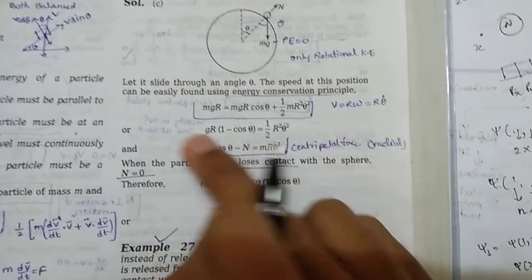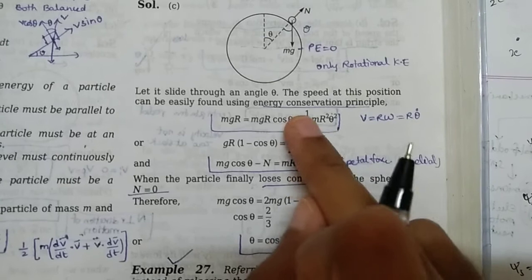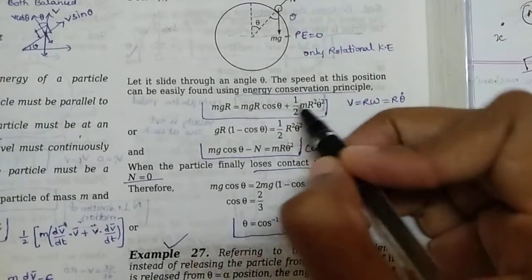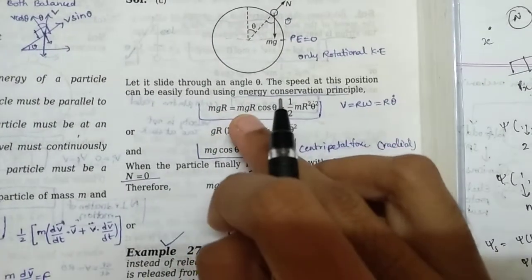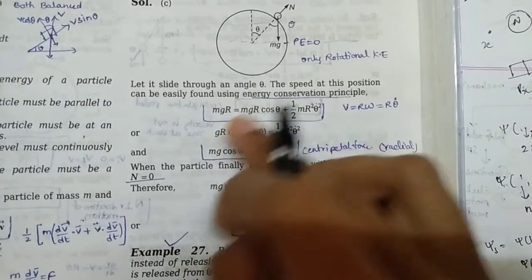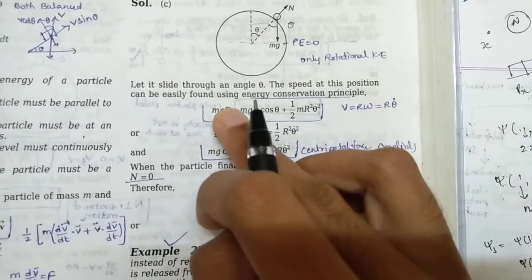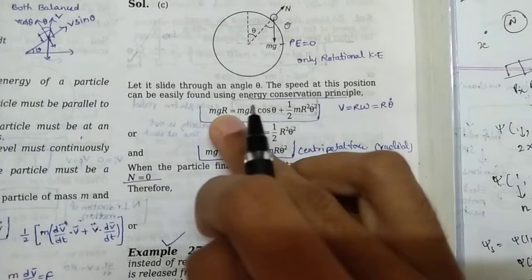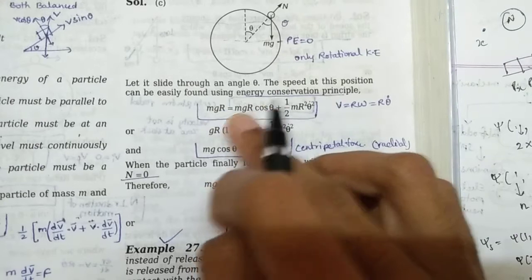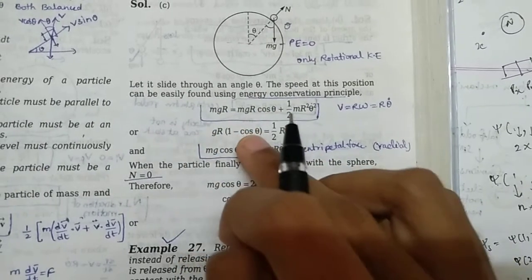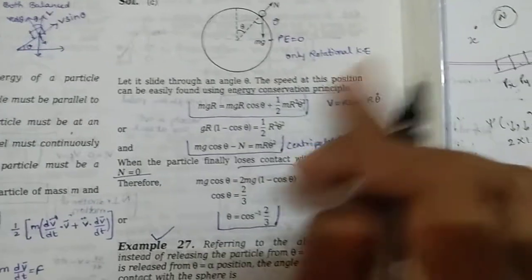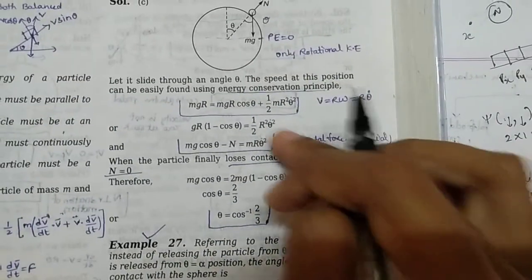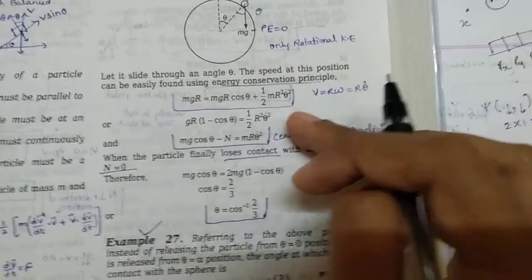From the law of conservation of energy, we would have this equation. From this equation, the m's would get cancelled. And if we send this cos theta to this side, here also gr, here also gr. So gr would be taken common, and here 1, and this cos theta would go to that side, that is nothing but minus gr cos theta. So gr would be common from this term. So half r square theta dot square. So this is one of the equations.